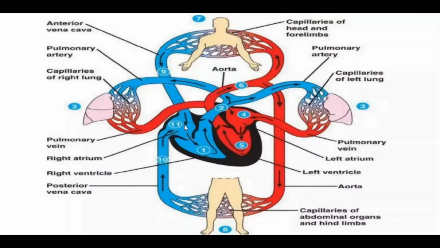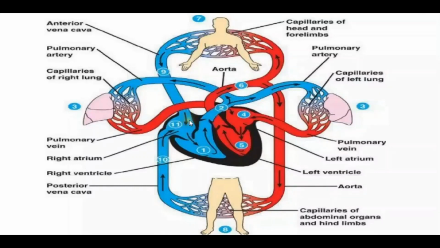Like that, this side also, here also. It carries oxygenated blood to all the organs of the body, and when it is coming back, it carries deoxygenated blood. So, this type of circulation is known as what? Systemic circulation. Then the second one is the pulmonary circulation.